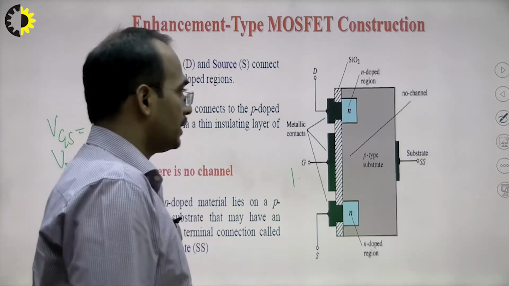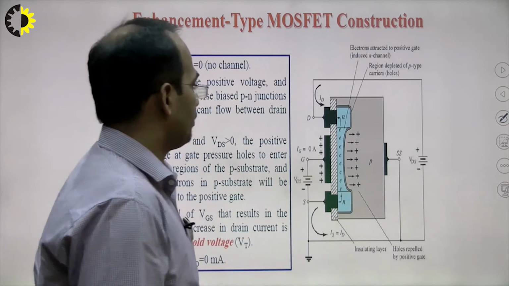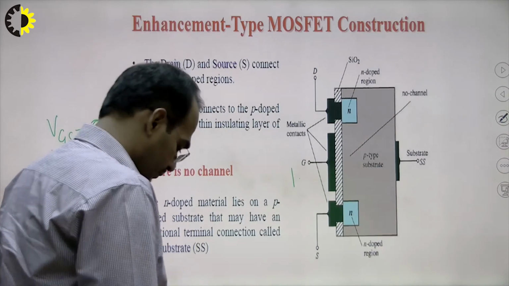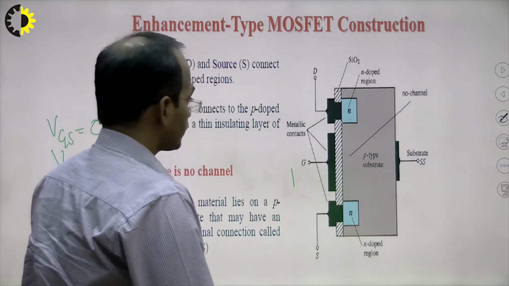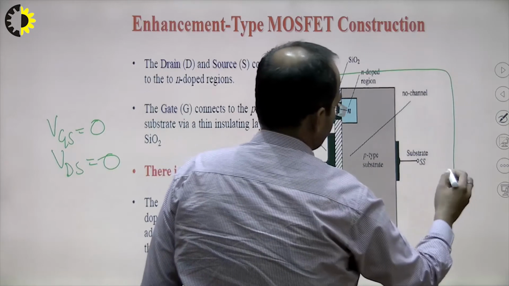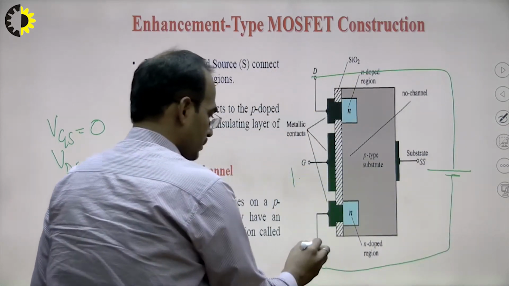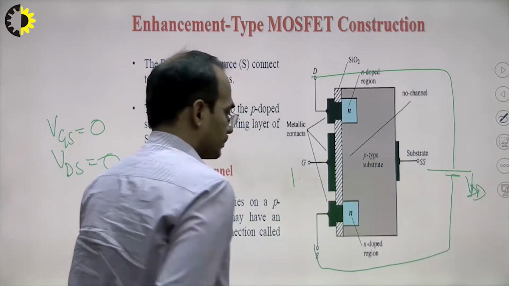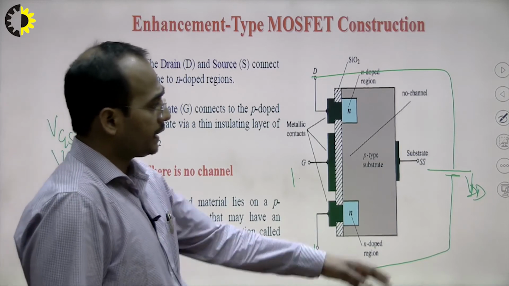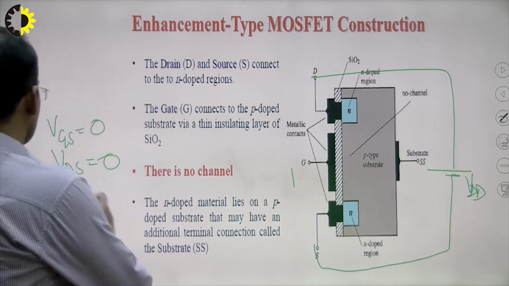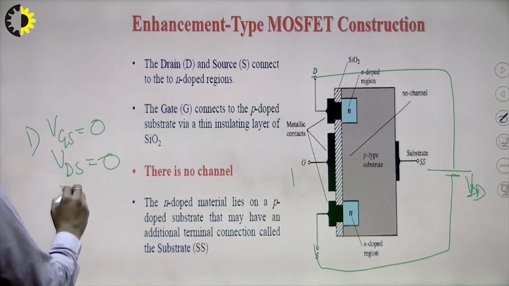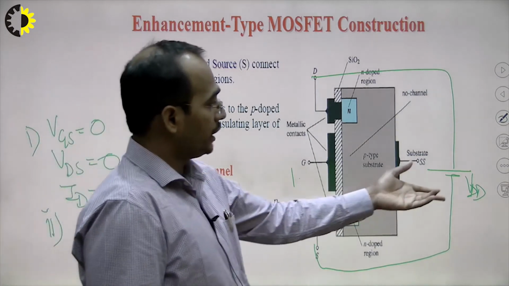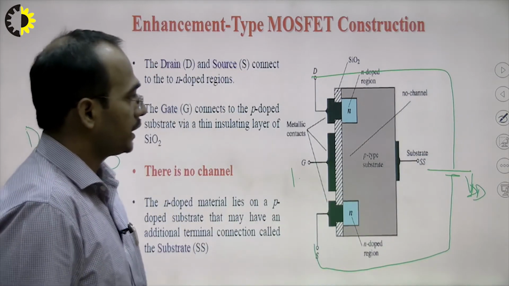I will consider the next condition, that is VGS equal to 0 and VDS kept positive. If I connect this VDS positive, VDD, and increase the value of VDD, then what will happen? In the first case, ID is equal to 0. In the second case, when VGS is equal to 0 and VDD is increased, VDS, or drain to source voltage, increases.